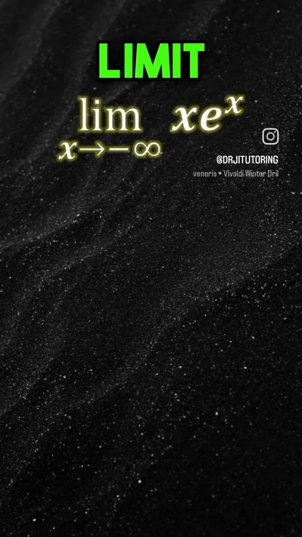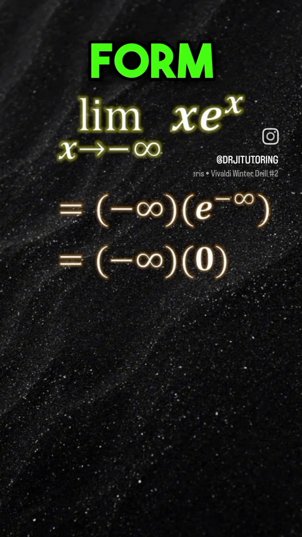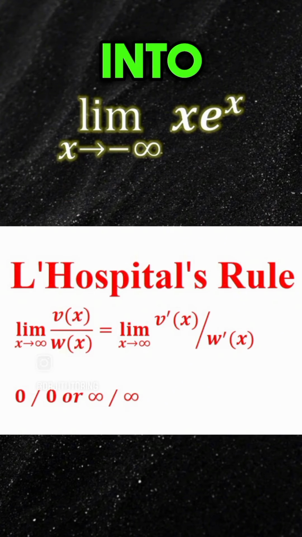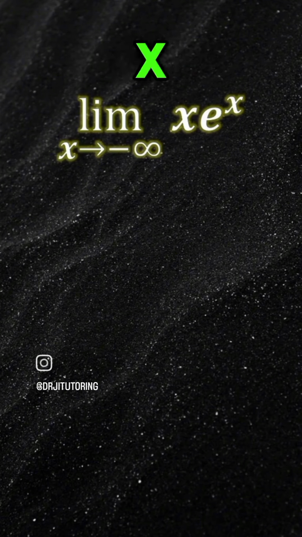When evaluating a limit like this, we can't just plug negative infinity in for x because we end up with an indeterminate form. We can try L'Hopital's rule, but in order to do that, we have to turn this into a quotient. Which brings up the question: do we make x or e to the power of x the denominator?